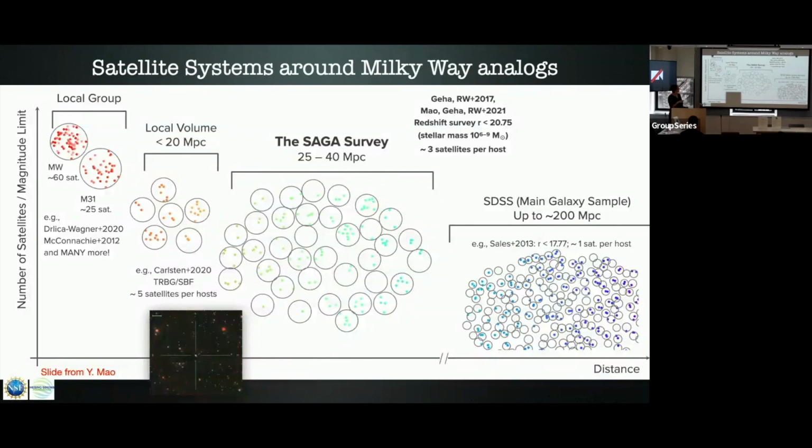And there's recent, quite complementary work that just came out in the last year or two, Jenny Greene, Scott Carlsten, which uses tip of the red giant branch and surface brightness fluctuations that can go out to about 20 megaparsecs. And we are kind of in this intermediate regime, 20 to 40 megaparsecs, where we're trying to get 3 to 4 satellites per host galaxy. Okay, so we're not getting down to the ultra faint regime, but we can actually get a statistically interesting sample.